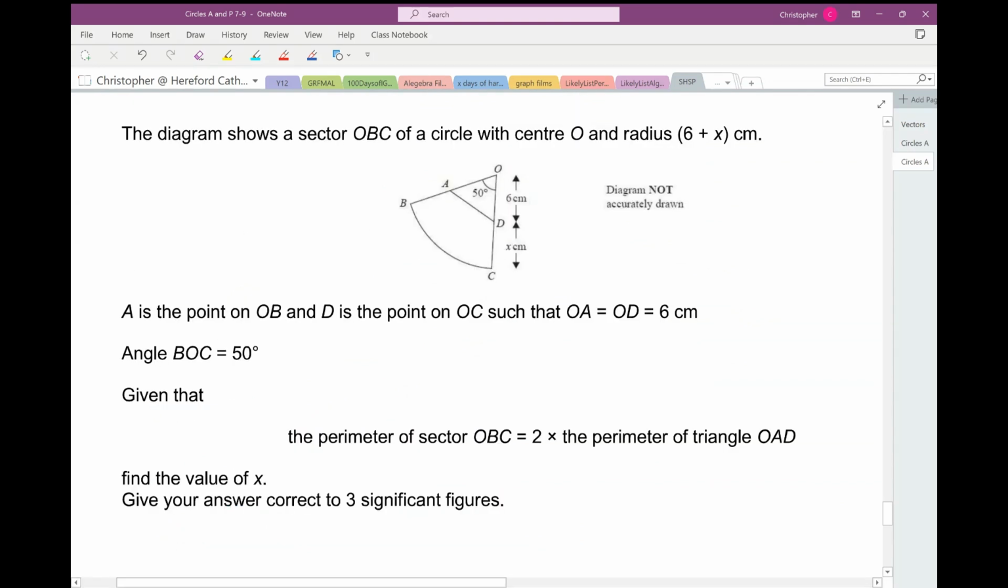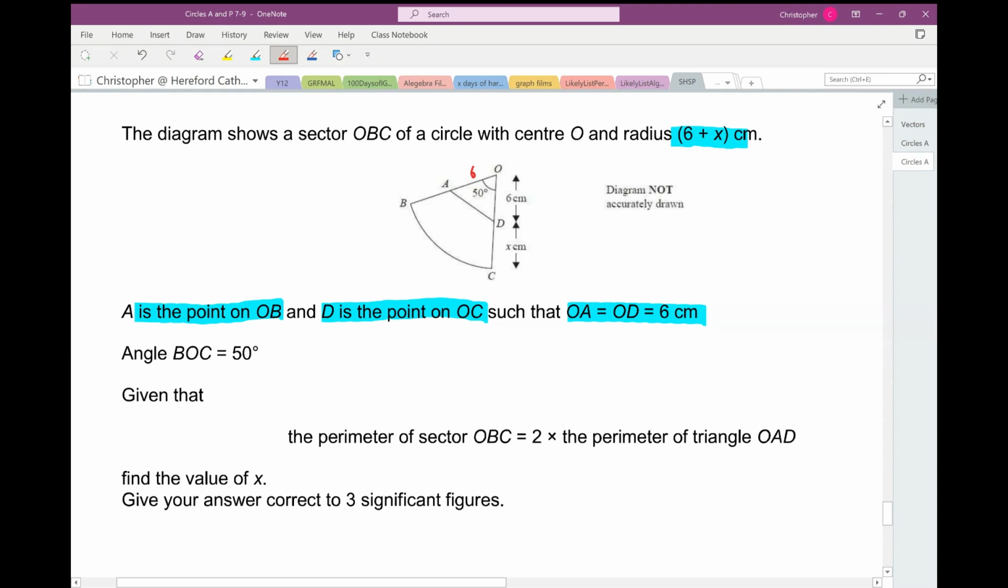Question 6. I've got a sector of a circle, and most of the information is on the diagram for me. That's the radius of the circle. And I've got the point A, which is on OB, and the point D is on OC, such that OA equals OD equals 6. So I'm just going to mark that length there as 6, so I remember that.